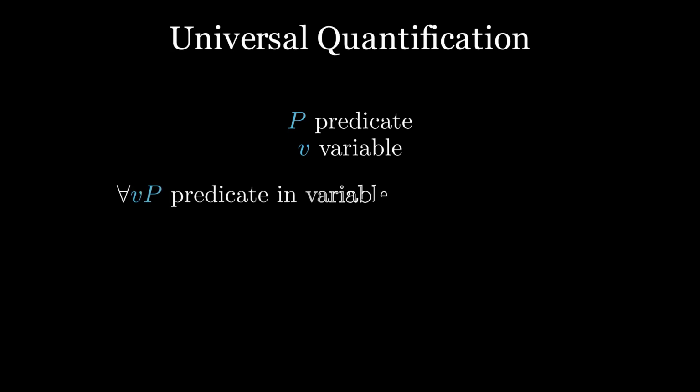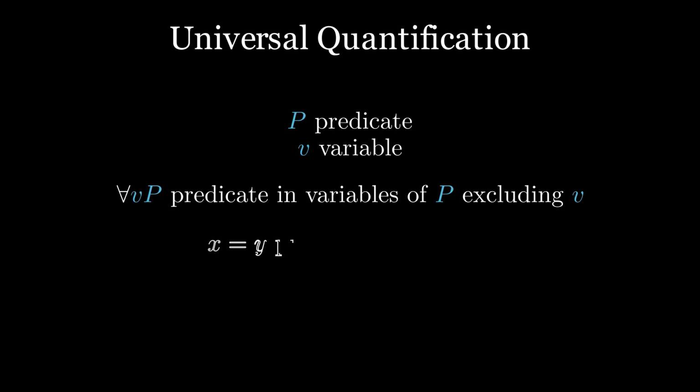If we wanted to describe something other than sets, then instead of this membership relation here, we might have some other basic predicates. Next, we have universal quantification. Given a predicate p and a variable v, we can construct a predicate for all v, p, in the variables of p excluding v. This tells us that all objects of the network have the property p.